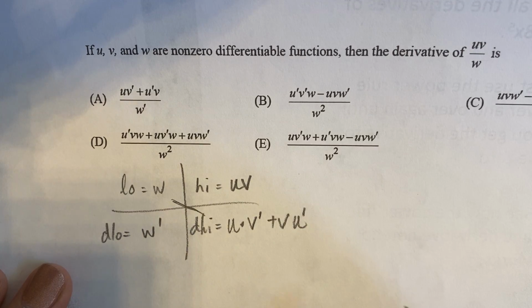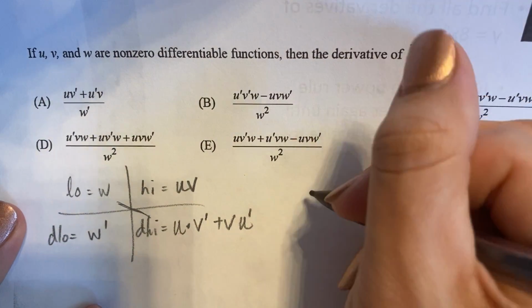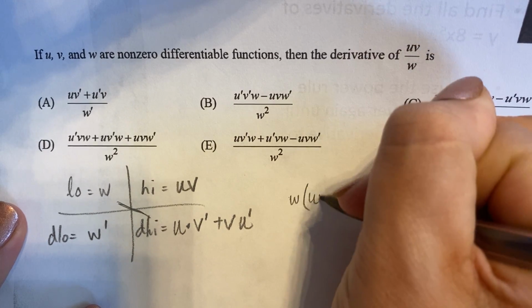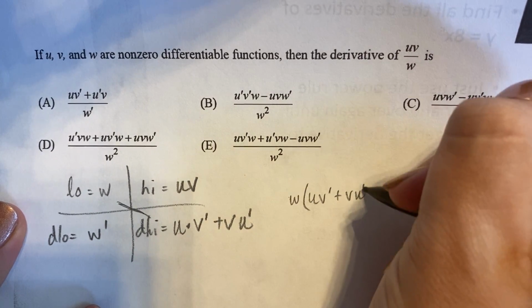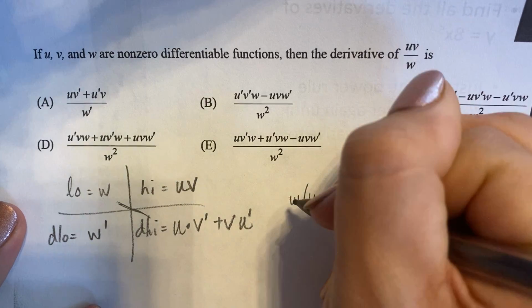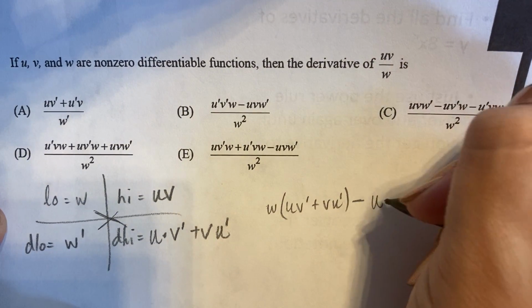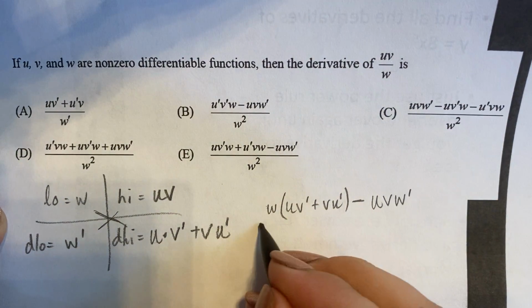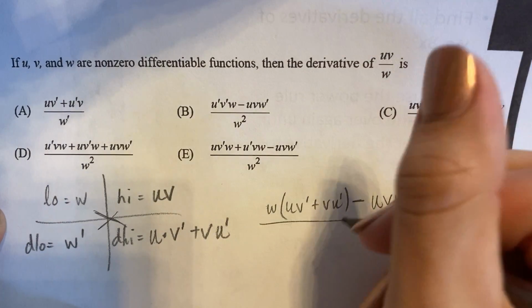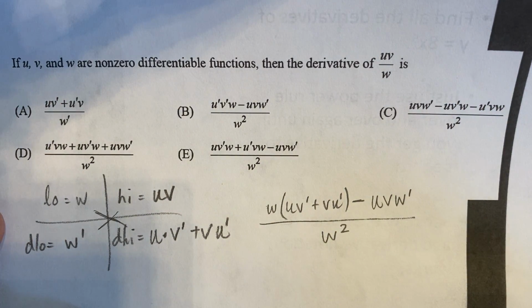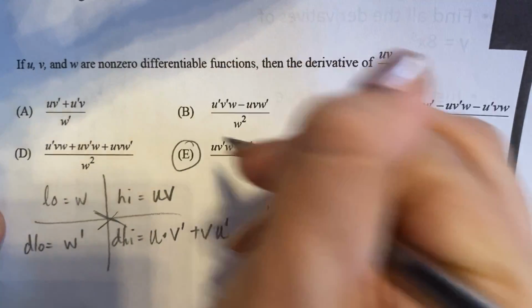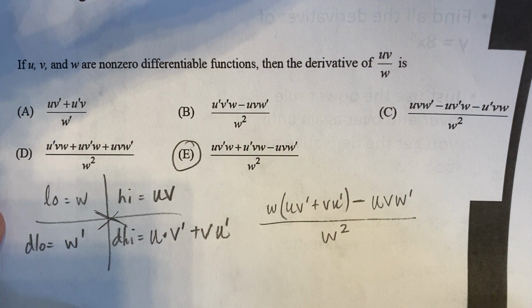So I'm going to have these two multiplied together. So it would be w parentheses uv prime plus vu prime. And this is the quotient rule. So low d high minus high d low, uv w prime, all over low squared. So go ahead and select which answer that is. Okay, it is E. Yep, it is E.